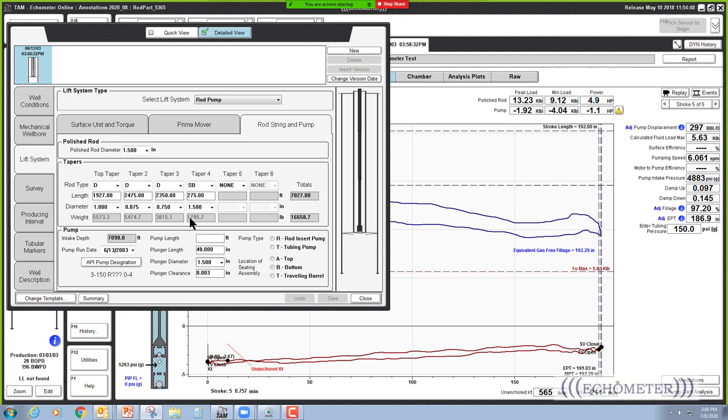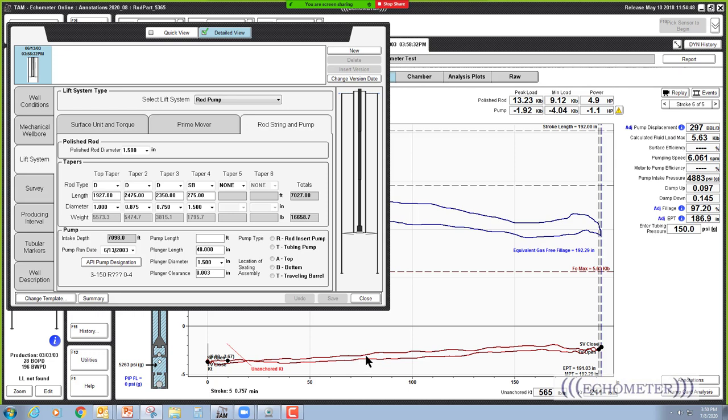And now I look right there. I say, oh, the weight of rods and fluid in air of the weight bars is about 18,000 pounds. Well, I am missing 3,500 pounds. This distance from here, from the zero load line down to the pump card, is about 3,500 pounds too low.